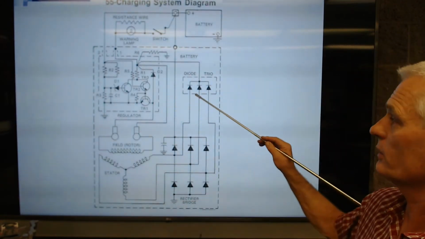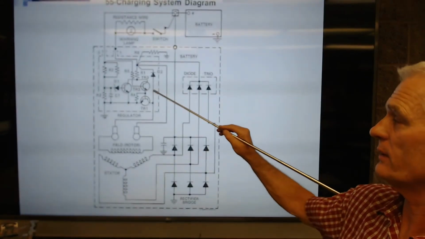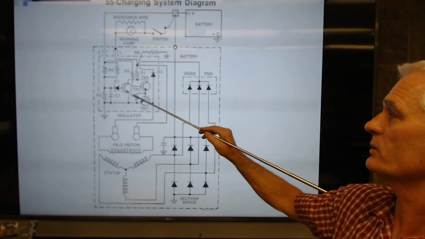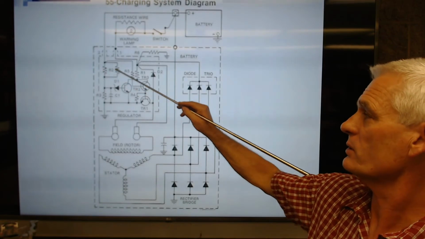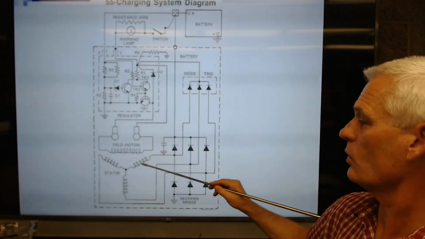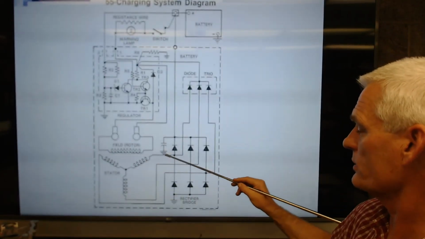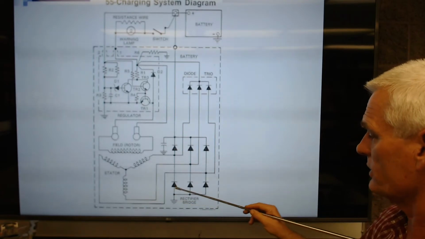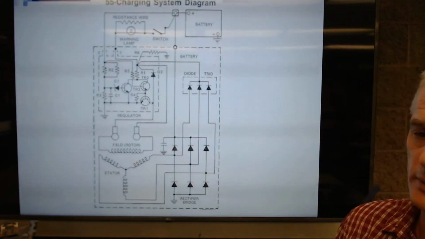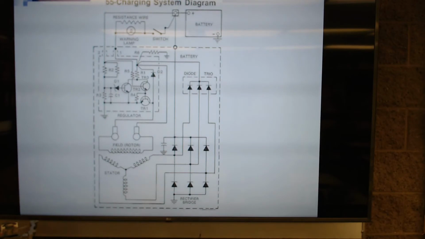These are the universal symbols for diodes. That's a transistor, a resistor, a coil, a ground symbol, a capacitor, and diodes. Okay, so you get an idea of what those things are.